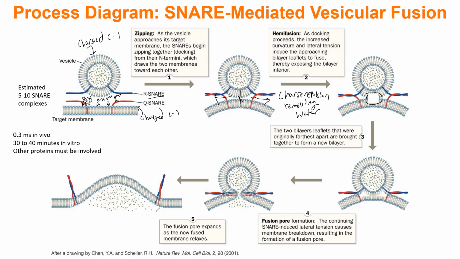Now, inside the cell, this whole process takes about 0.3 milliseconds, incredibly fast. If you try this process in a test tube with just SNAREs, you're looking at 30 to 40 minutes. So there are a lot of other proteins involved with this process. It's not just SNAREs. There are a lot of other helper proteins, but we are just looking at SNAREs here, of how to combine the membrane and vesicles. So any questions about this diagram people might have?